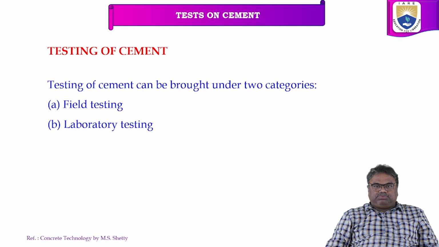Even before transporting the cement, in the cement factory itself, they will do all the tests and pass the recommendations. Only then will they produce the cement. Apart from this, at the site, while mixing the concrete, we need to test the cement. So these are the two different categories of cement tests: first field testing, and second laboratory testing.